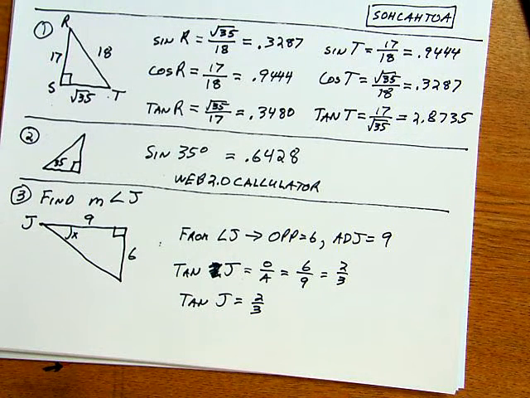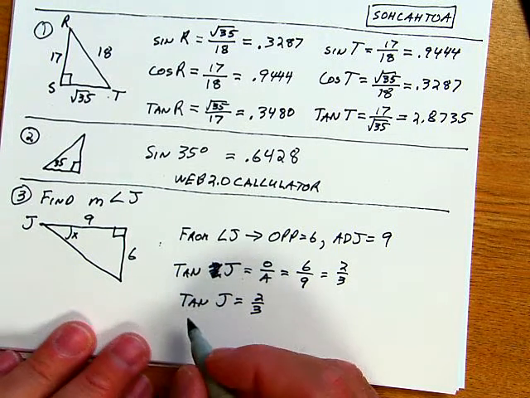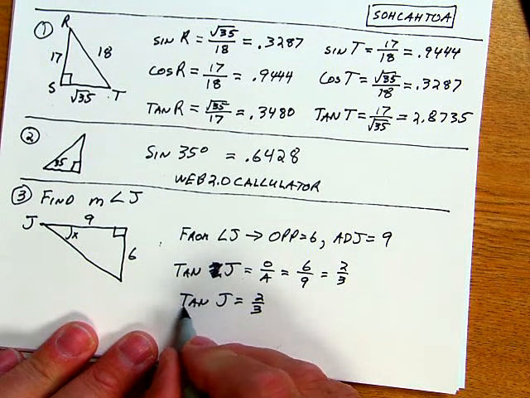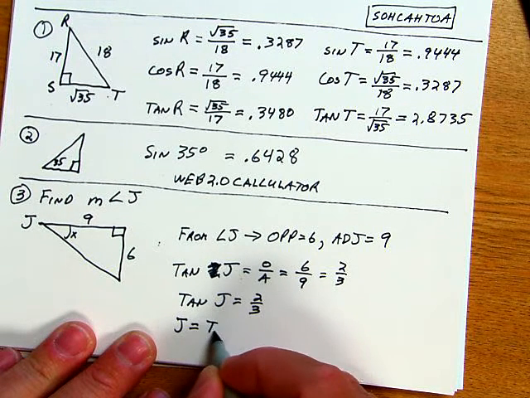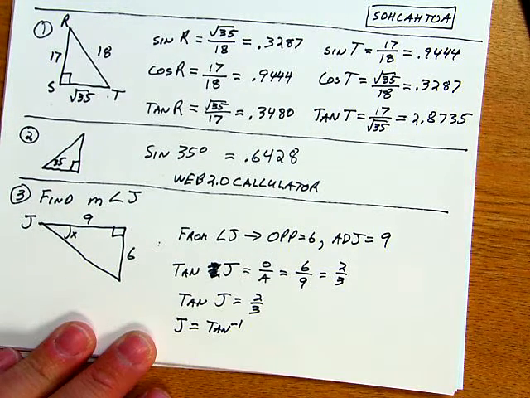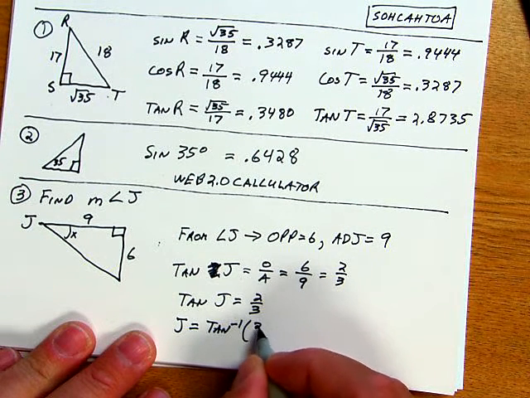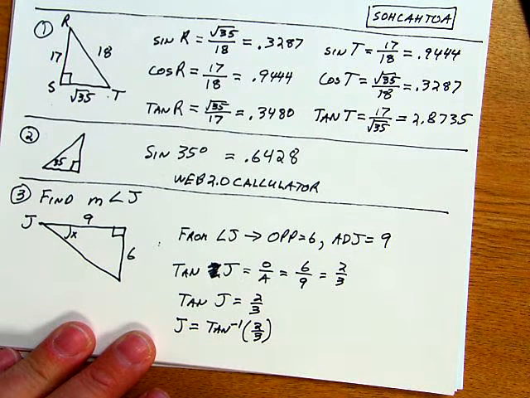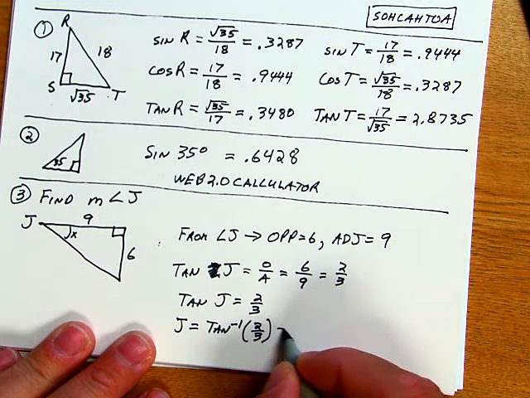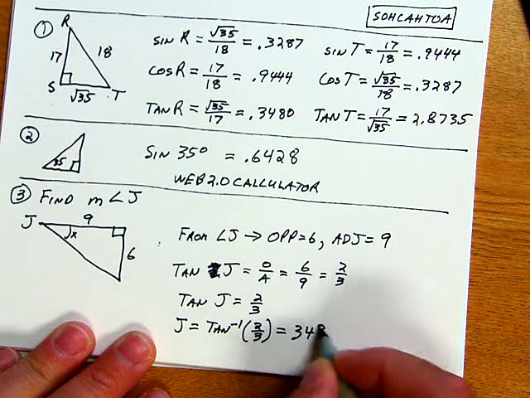Well, I go into my calculator and I do the opposite, or the inverse function. Mathematically, you can write the inverse function as this. J is equal to the tangent, and you put a -1 there, which means the inverse function of tangent, and 2/3. And once you've done that and punch it into your calculator, you get an answer of 34 degrees.